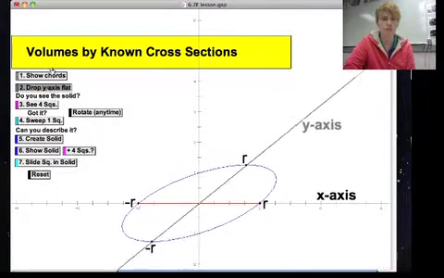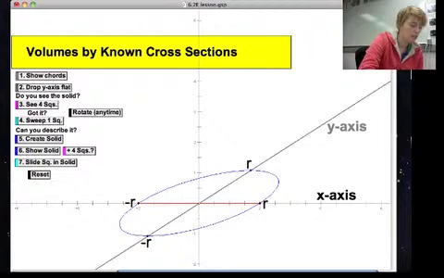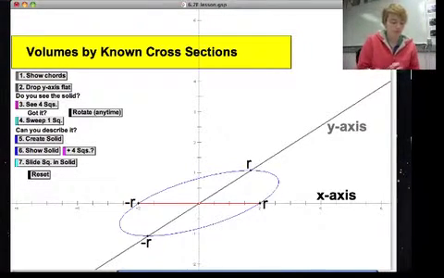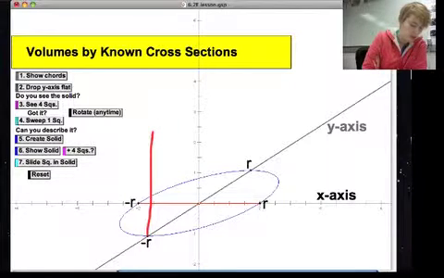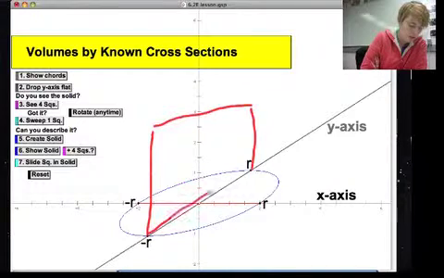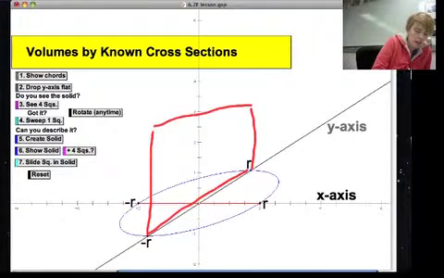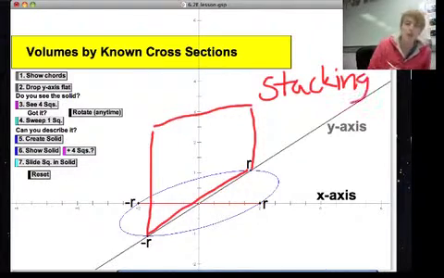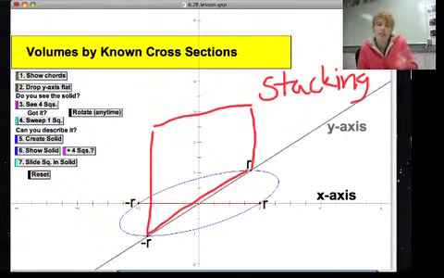Then let's write a little note here. Make sure you're getting the hang of this. Here's what I'm going to write. The concept is we're stacking a shape. So I'm going to stack a square here. There's my square. Not a very good looking square, but it's a square. It's a stacking method. And what we're doing is adding up the stacks, adding up each slice.